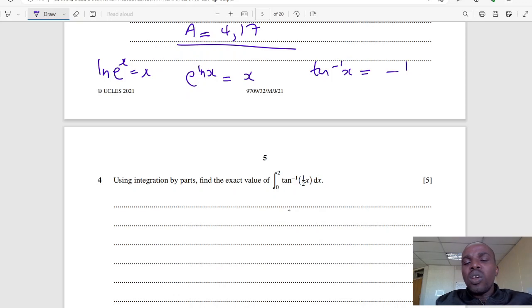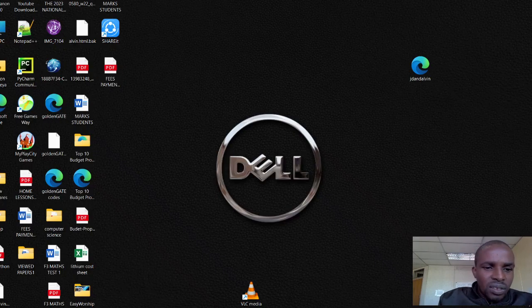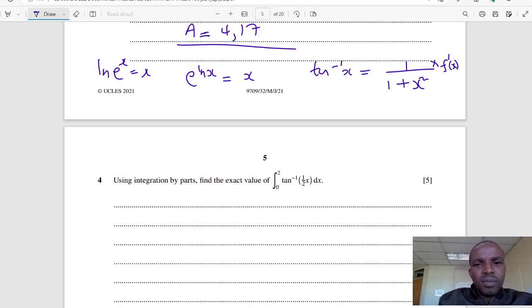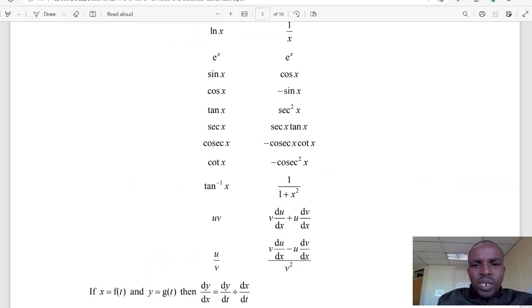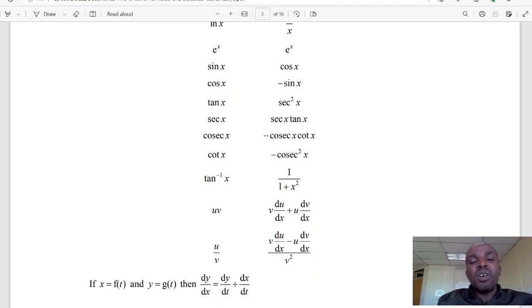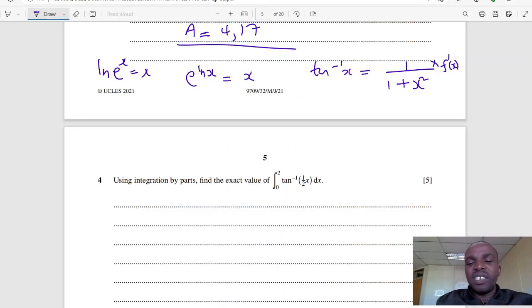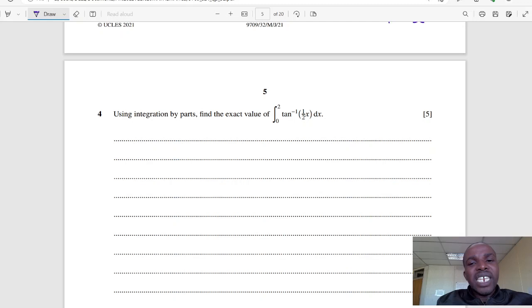So it's the differentiation of arctan x, which is 1 over 1 plus x squared times the first derivative of x. So that's how you differentiate arctan x. Is it in the formula booklet? Right, so it is this part. Arctan of x, the derivative is actually 1 over 1 plus x squared. That's the derivative.